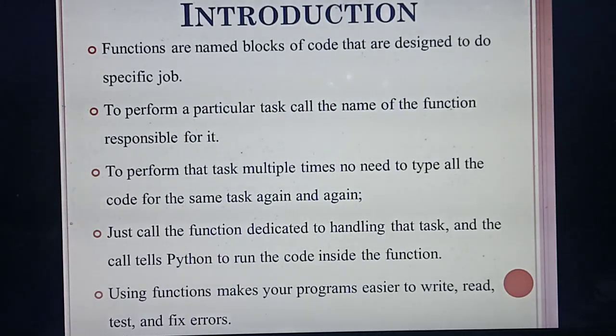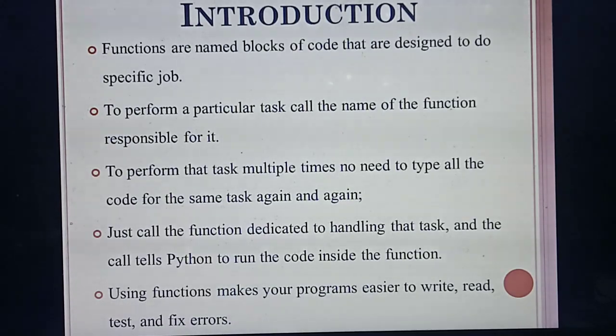So what's the first point? Functions are named blocks of code. You are giving some name for the function, so it's a named block of code. Each function is mainly designed to perform a particular job. For example, you are writing a function called sum of. What's the use of the sum of function? It will do the job of summing some numbers. For example, multiply of. What's the use of multiply? It will produce the product of some numbers. Likewise, each and every function will do some job.